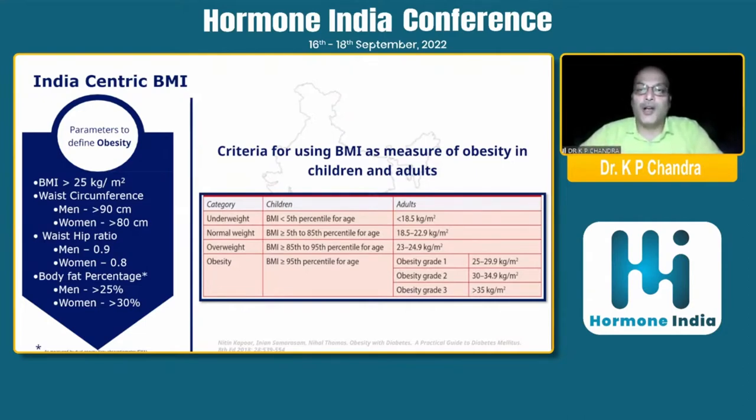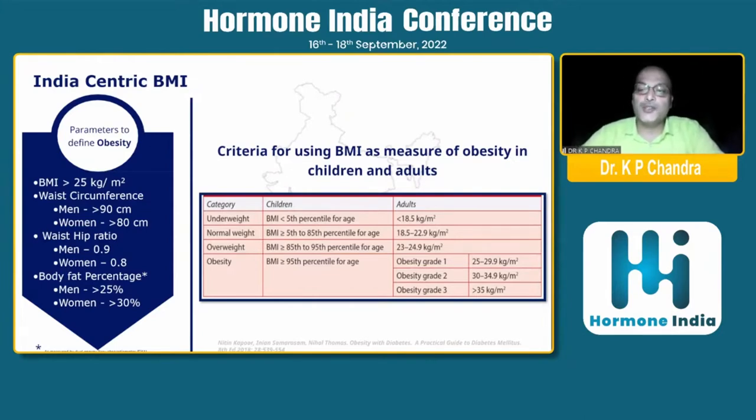Just a recap about how we classify weights as underweight, normal weight, overweight, and obesity. So BMI less than the fifth percentile is considered underweight. Now, for the Indian population, the fifth percentile comes at 18.5, which usually is 20 when we talk about WHO standards. For normal weight for the Indian population, it's 18.5 to 22.9 kg per meter square, which is 20 to 25 for WHO criteria. Overweight is 23 to 24.9. In WHO criteria, it is 25 to 30.